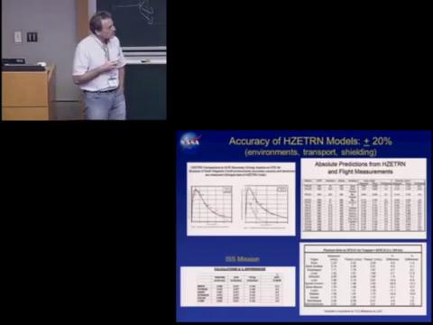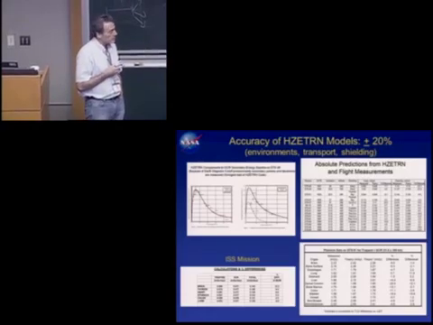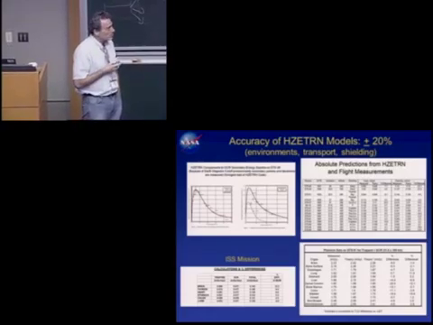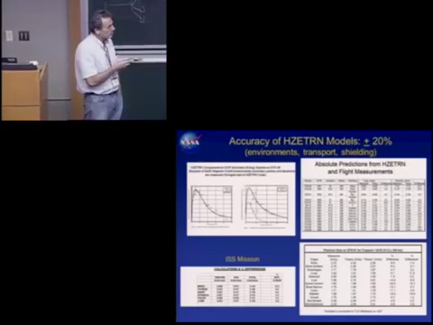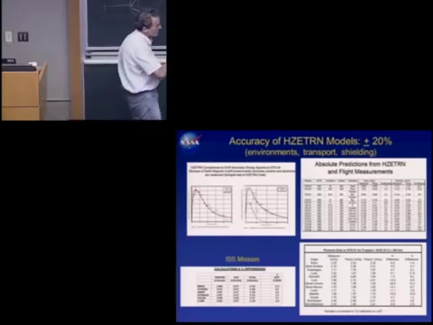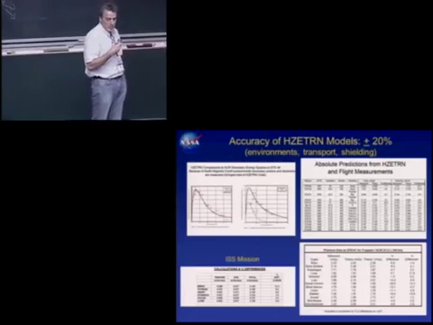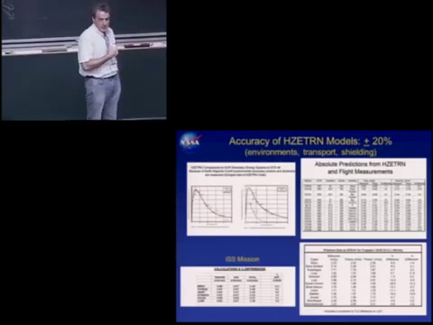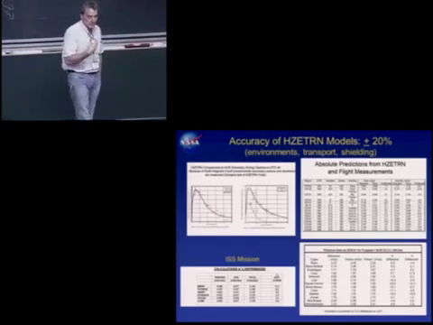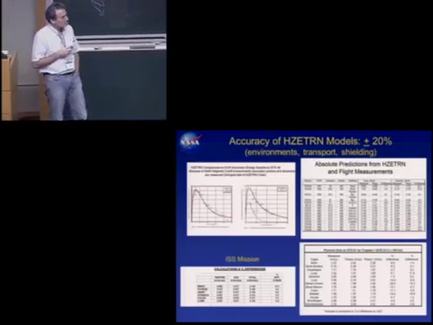Okay, so just quickly, this HZETRN code has about a 20% accuracy in absolute predictions for physical dose and dose equivalent. And then here's an example of a proton and I think deuteron spectrum, so it does pretty well. This is a pretty challenging test, these spectra, because these are GCR protons that are below the Earth's magnetic cutoff. So they're strictly secondary protons. They weren't there in the primary spectrum, so it did a good job predicting these secondary particles.